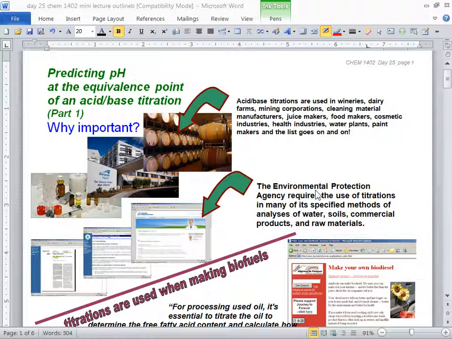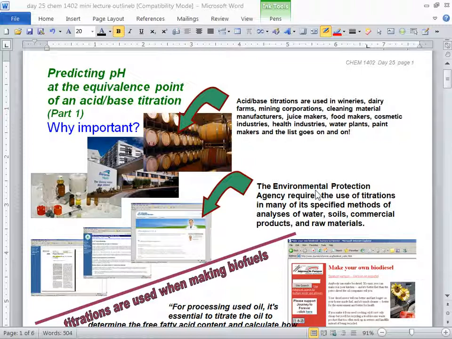So we talked about pH. I'm not sure what day number that was. We talked about titrations earlier, and we talked about pH earlier. But what we're going to be after here is a skill that will allow us to predict the pH at the equivalence point.